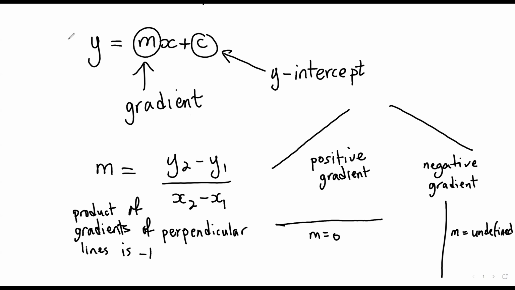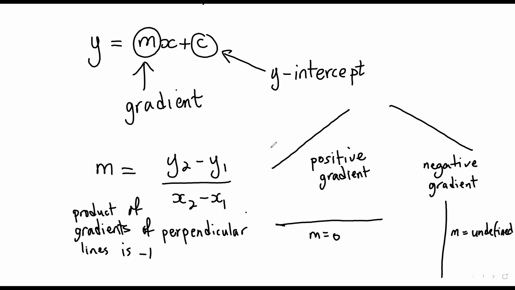So far, we know that the equation of any straight line is y equals mx plus c, where m gives us the gradient and c gives us the y-intercept, which is where the graph cuts the y-axis. The formula to find the gradient when you have 2 points on a line is y2 minus y1 divided by x2 minus x1, where x2, y2 are the coordinates of one point, and x1, y1 are the coordinates of another point.